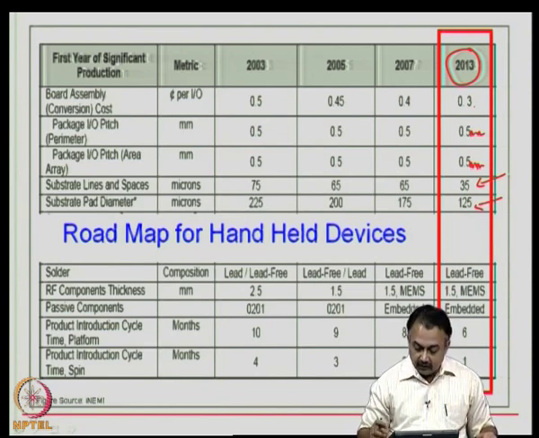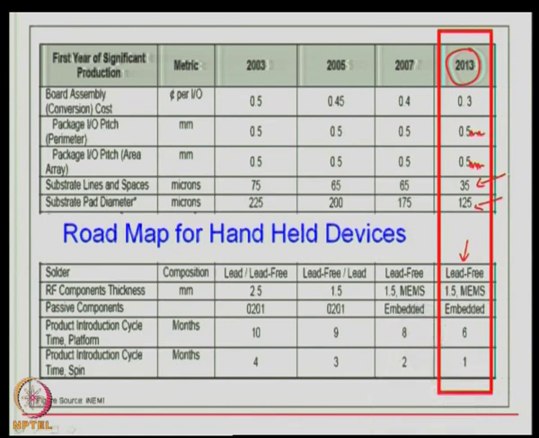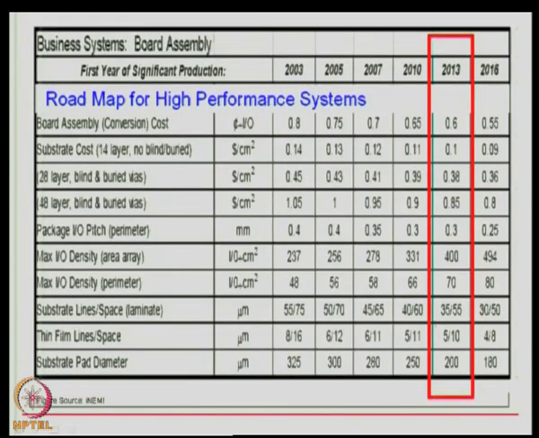In terms of solder, you have to work with lead free materials, no more lead. RF component thickness 1.5 mm. So, the profile of the package is very low. Passive components have to be embedded, and again there are demands for turnaround time for manufacturing. If you look at roadmap for high performance systems, again right from 2005 to 2015, you can see the progress or the directions with which the industry is progressing.